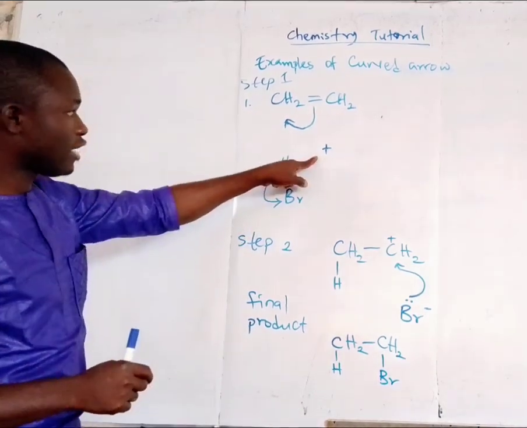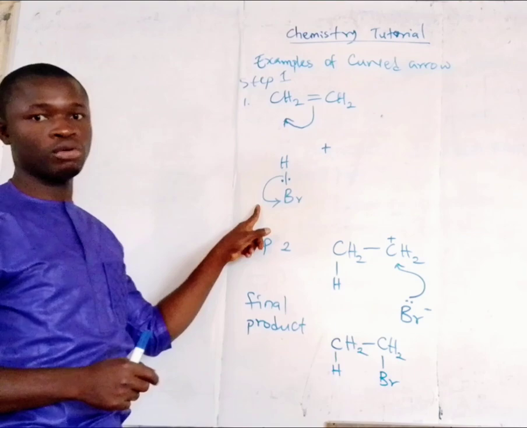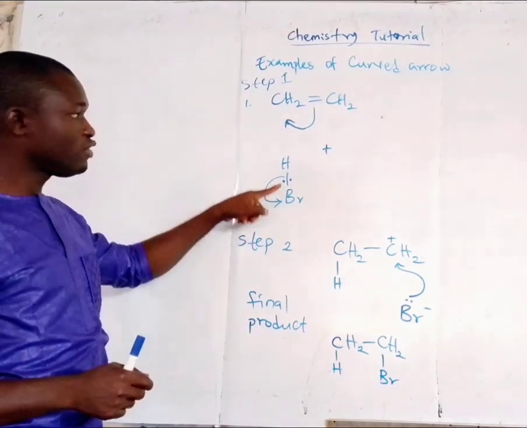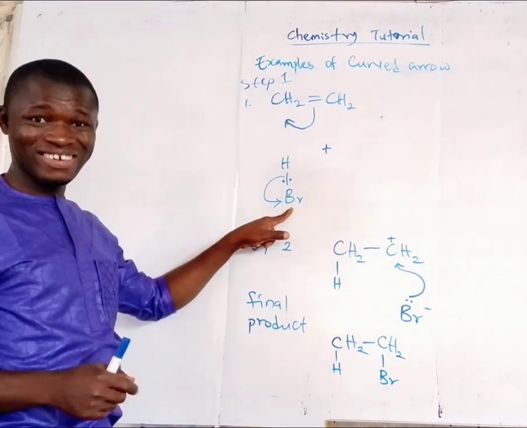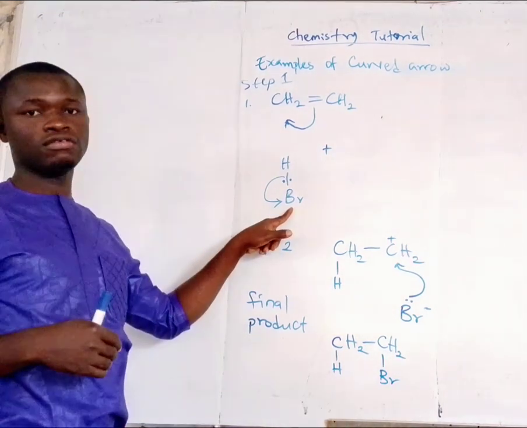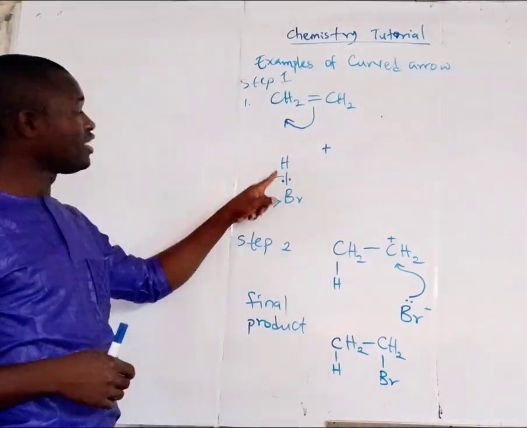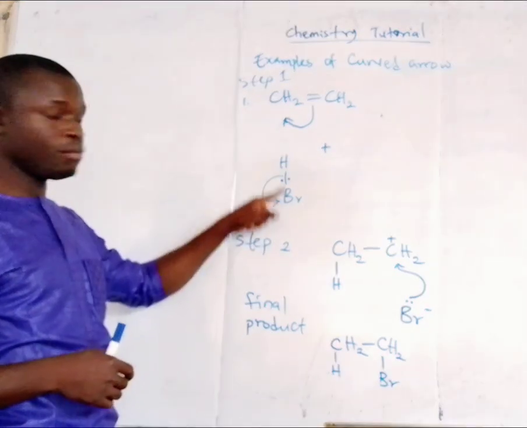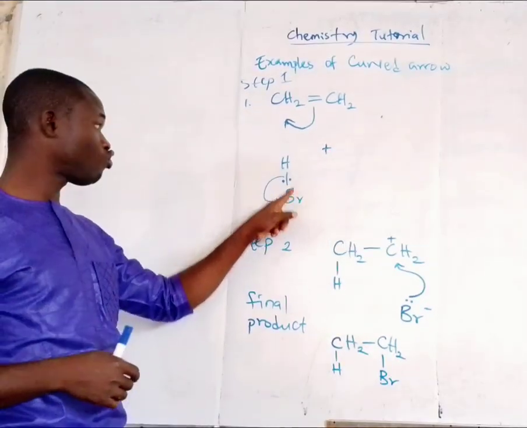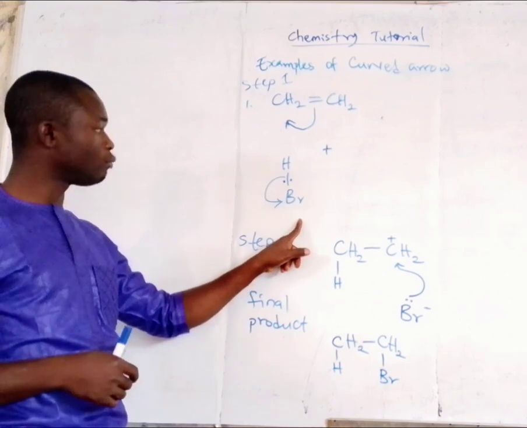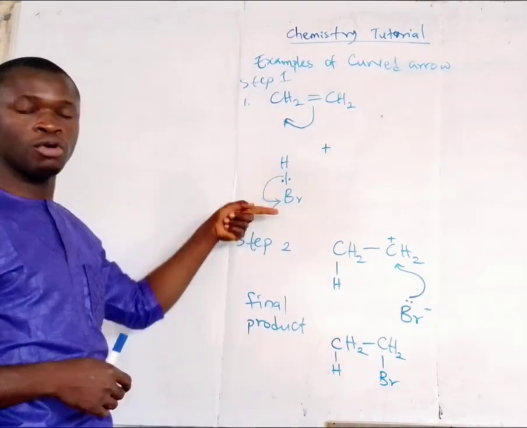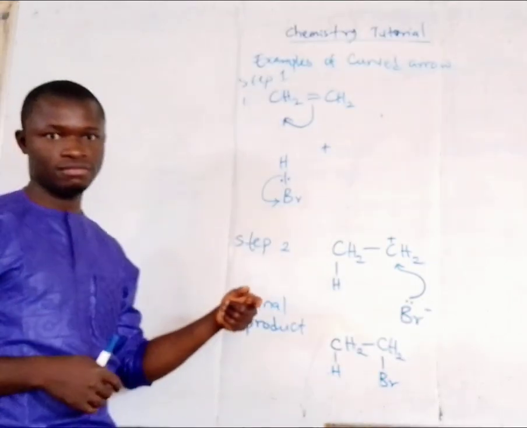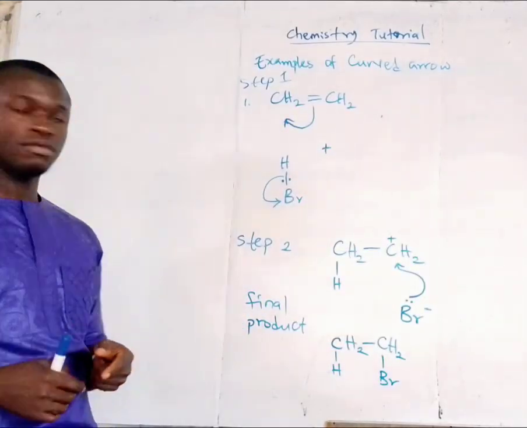Now we see this reacting with hydrogen bromide. These are two different atoms, hydrogen and bromine. We know that bromine is more electronegative than hydrogen. Because of that, the bond between the hydrogen and the bromine breaks on the bromine, and the two electrons go to the bromine. That is why I'm showing two dots. It means the same thing as a single bond as you see in the middle here. So let's move to the next step.